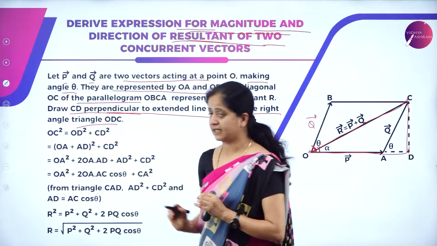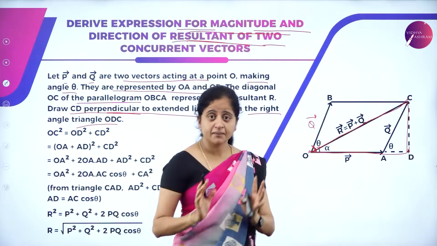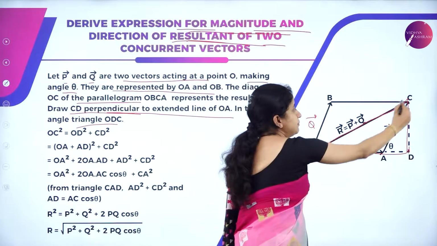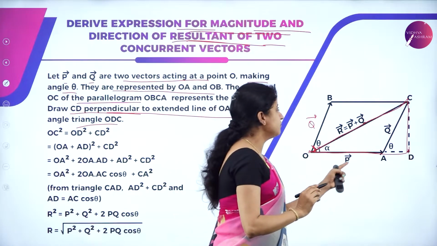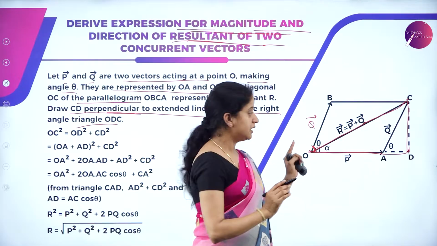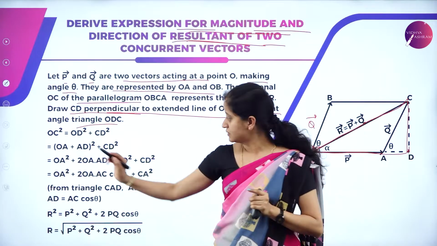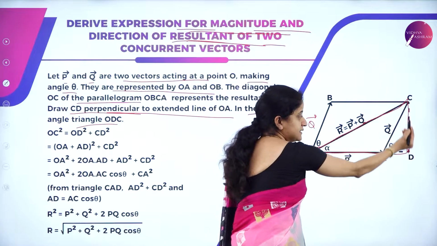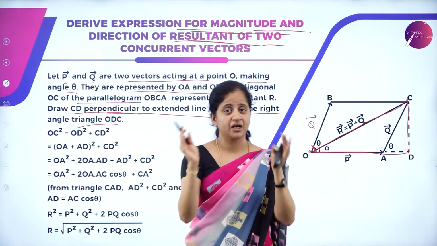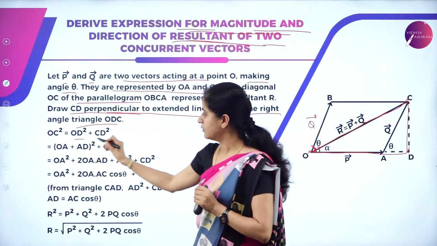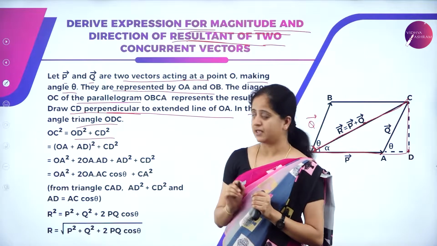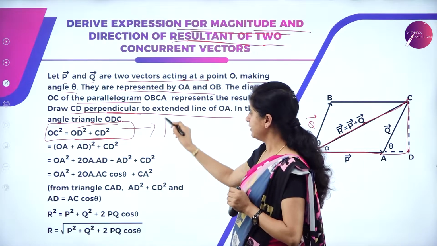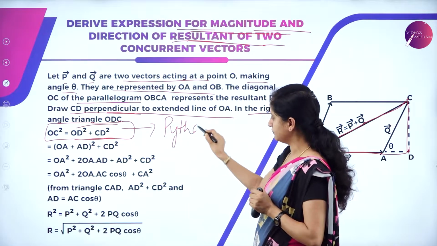From this triangle, you can see here we are applying the Pythagoras theorem. What is the Pythagoras theorem? The square of the hypotenuse is equal to the sum of the squares of the other two sides. Here the hypotenuse is OC, so OC square. The other two sides are OD and CD. We have to square them and add, which gives OD square plus CD square. I hope this expression is clear to everybody. This is from the Pythagoras theorem.